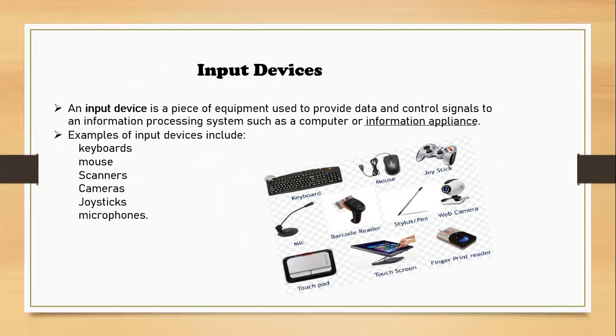Let us talk about the different types of input devices. An input device is a piece of equipment used to provide data and control signals to an information processing system such as a computer or information appliance. Different examples of input devices, hope you know, keyboard. Look at the diagrams also given. Most of you have seen already. Today it's very common. Keyboard.